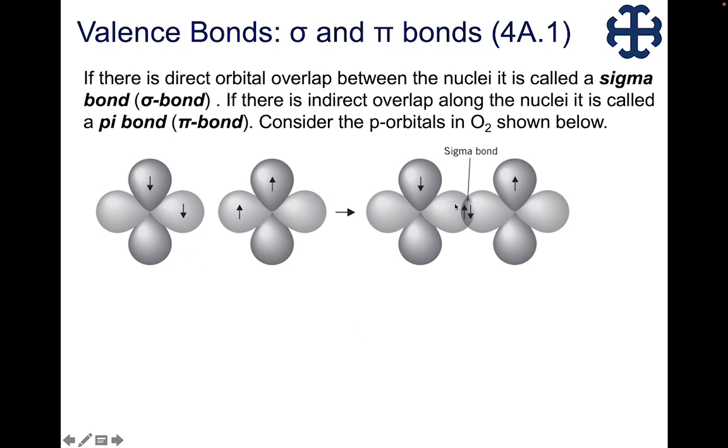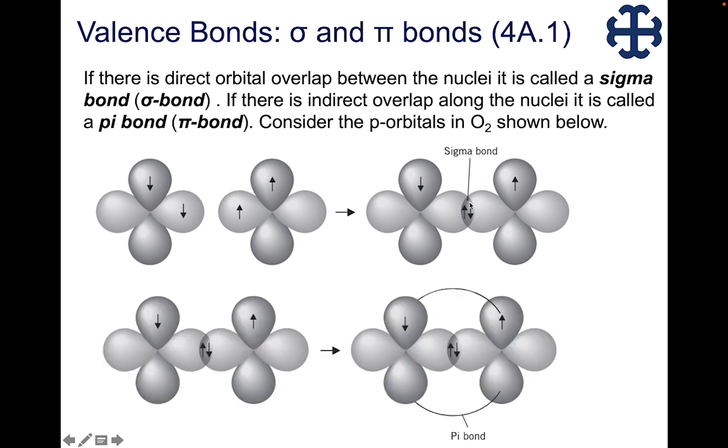Reminder that our sigma bonds are going to be in the same plane, right? If we were to draw an x, y, and z axis, these are going to be in the same plane where we have this direct overlap between our two orbitals, whereas pi bonds are going to be this indirect overlap.